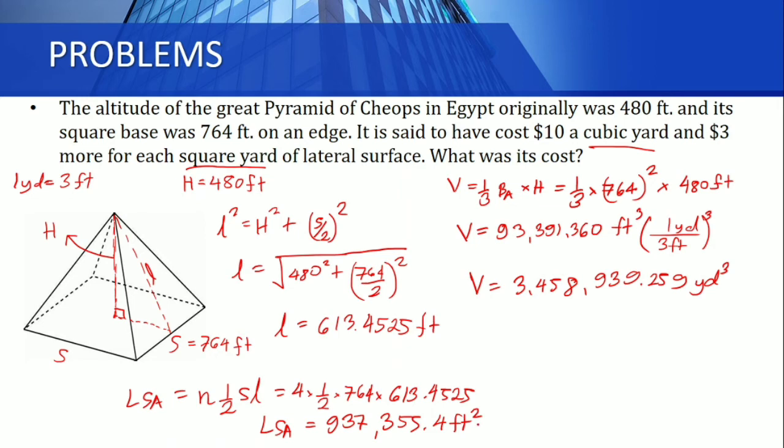And yung lateral surface area naman natin, convert din natin into square yard. So that will be, multiply natin ng 3 feet over 1 yard. So square natin. So yung magiging sagot natin dito, lateral surface area is equivalent to 104,150.6022 square yard.